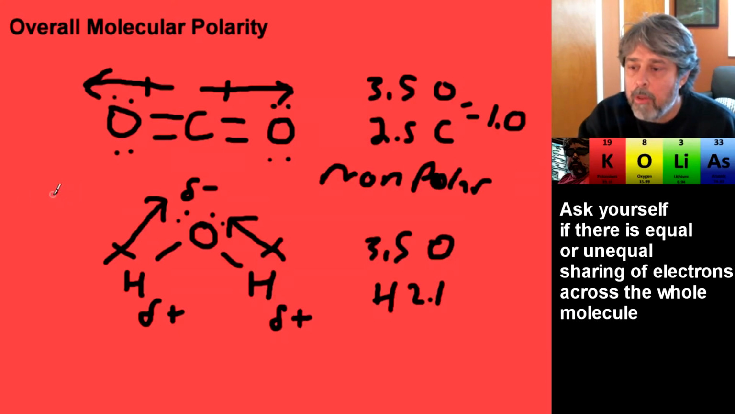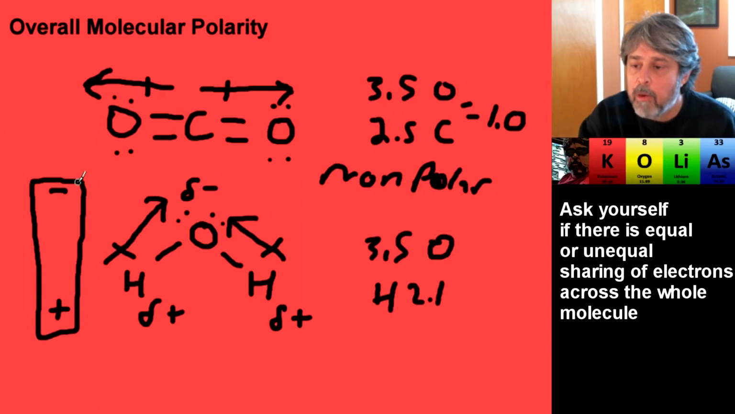Here's our dipole. We have the top being negative, the bottom being positive. Here's our pretend little magnet, and that's what water is. Water is a polar molecule for sure. We have two polar bonds. We take this difference, we're going to get 1.4. And overall, because of the shape, over here, we would have electron density on the oxygens, partial negative, partial negative.